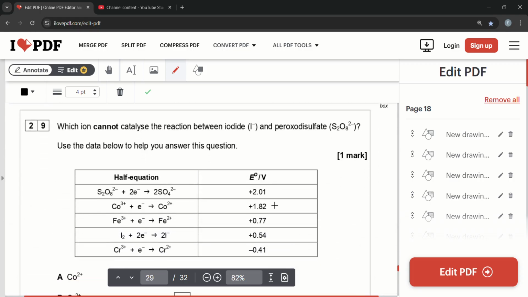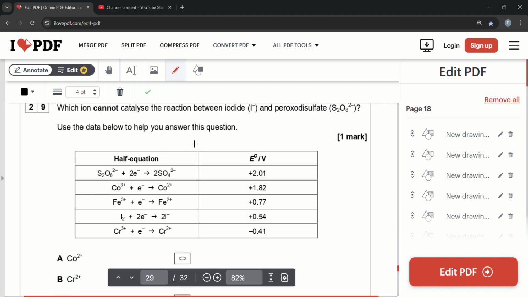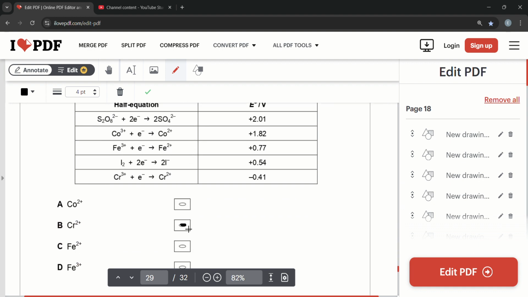29. Which ion cannot catalyze the reaction between iodine and peroxydisulfate? Use the data below to help you answer this question. Again, I haven't gone through these topics, but the answer is B.